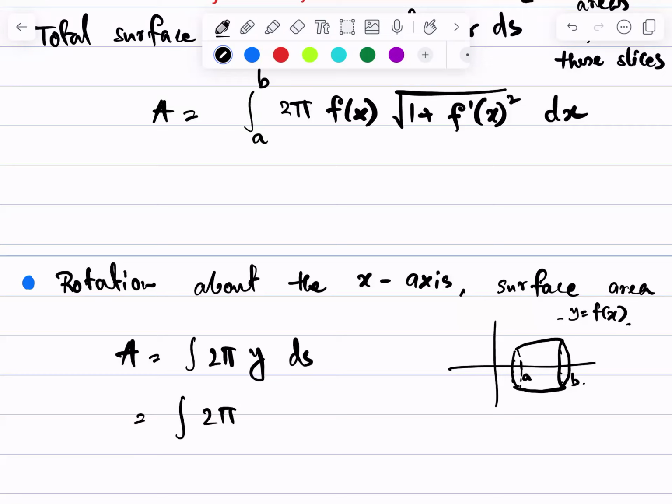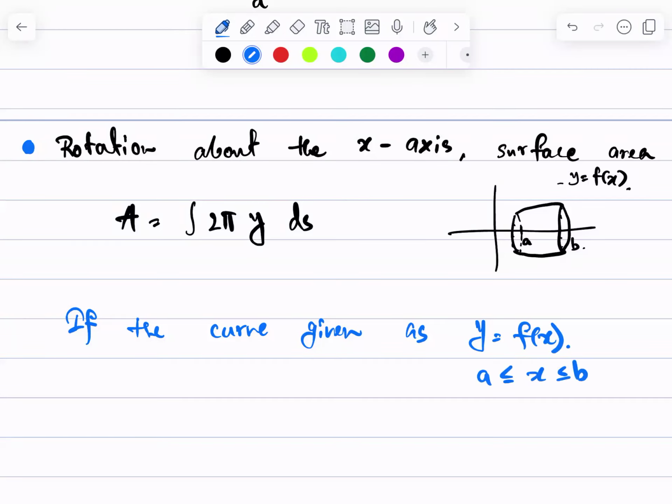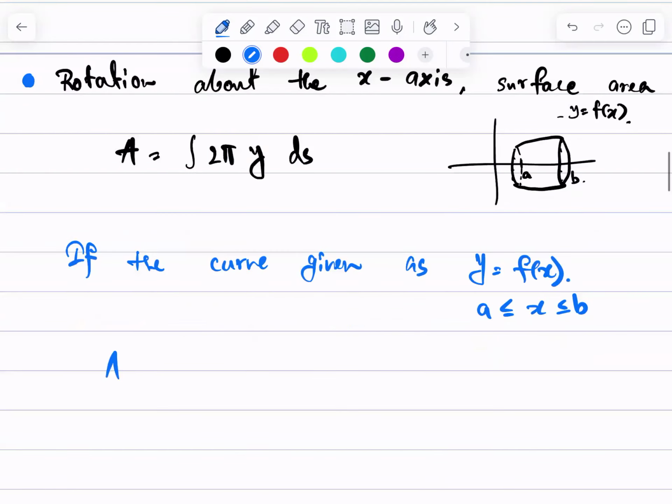Okay, so there are two cases actually. The first case is if the curve is given as y equal to f(x) and x is varying from say a to b, then your surface area formula becomes the integral from a to b of 2 pi y times the square root of 1 plus (dy/dx) squared, dx.